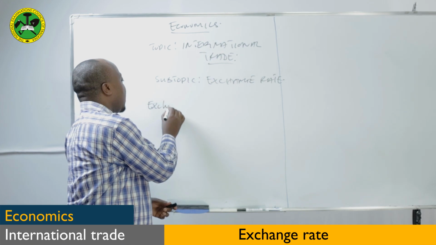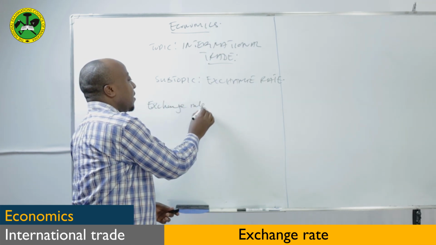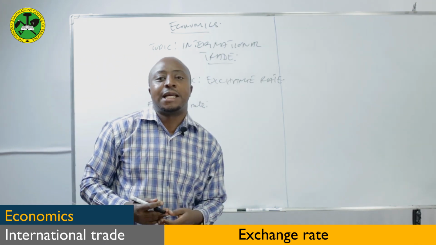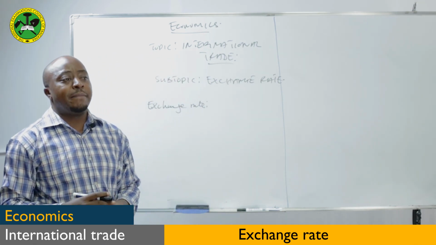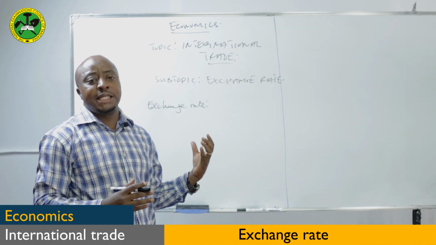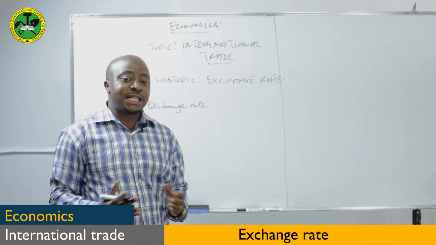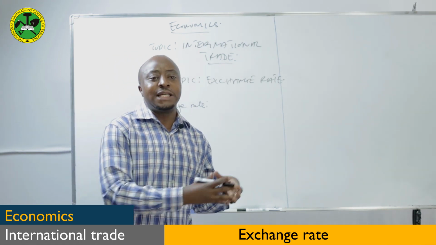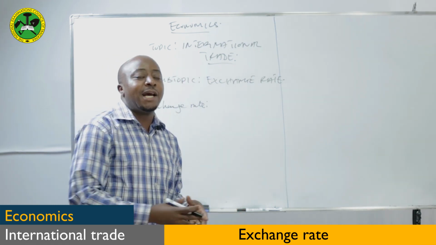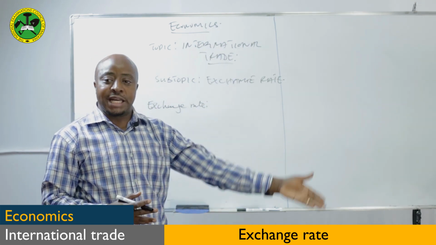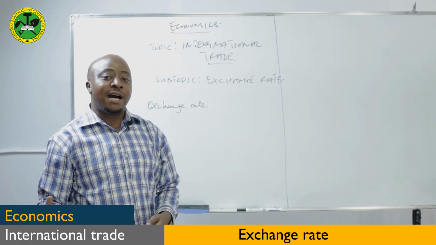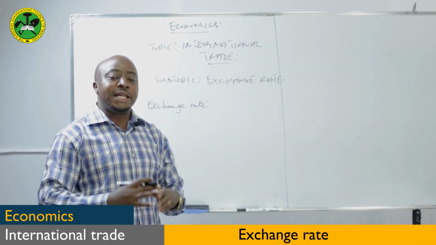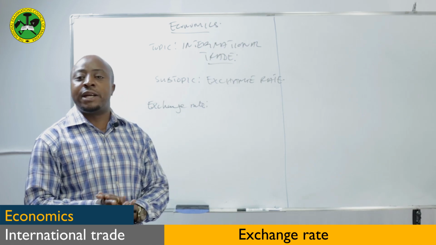When we speak of exchange rate, what do we mean? Now recall what we did in the class. Before we define exchange rate, remember different countries have different currencies. In Tanzania, we have Tanzanian shillings. In Kenya, they have Kenyan shillings. In the United States, they have United States dollars. We have pound, euro, Japanese yen, and other currencies found in different parts of the world.